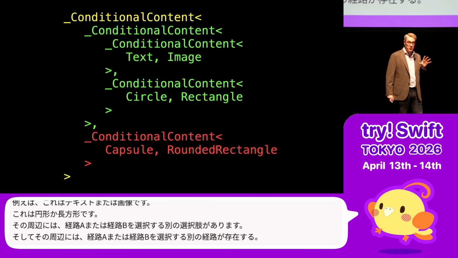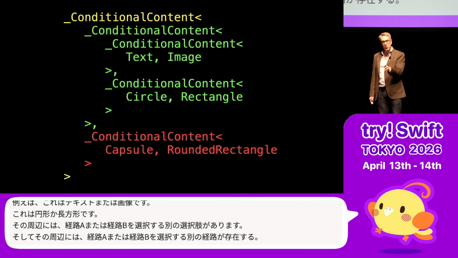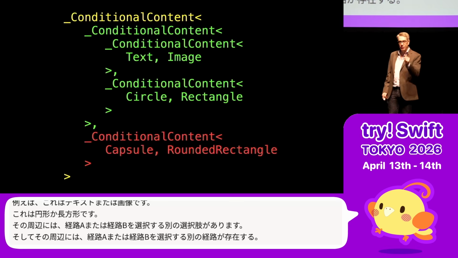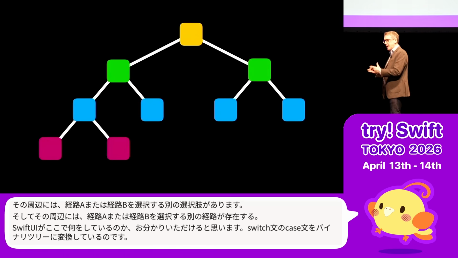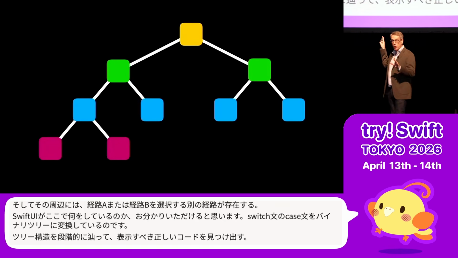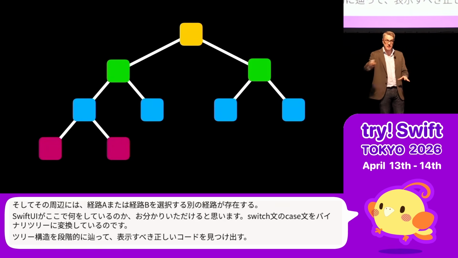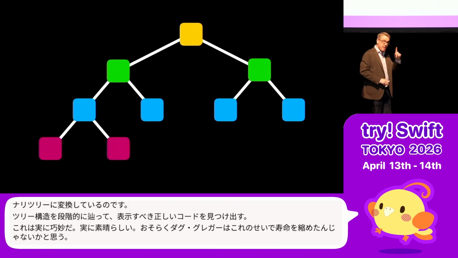Hopefully you can see what SwiftUI is doing here. It's taken your switch case code and turned it into a binary tree, where it walks through the tree step by step to find the correct code to show. This is so clever. It's so brilliant. I think it probably caused Doug Gregor to lose some years off his life. It's brilliant stuff, but it affects the way you write Swift code.